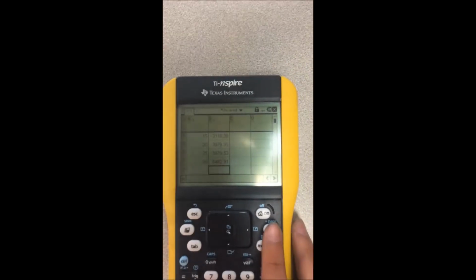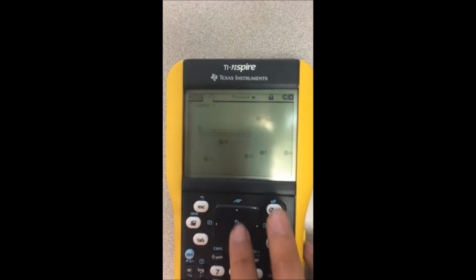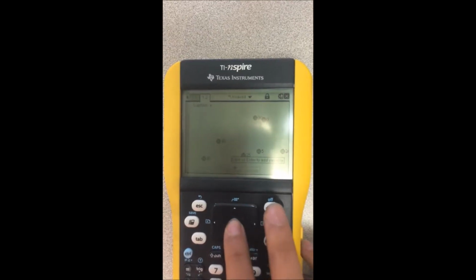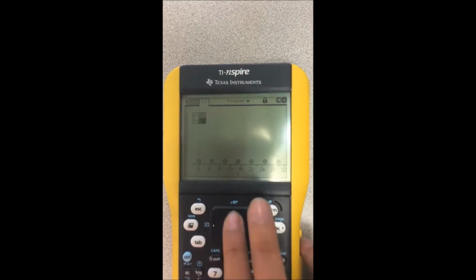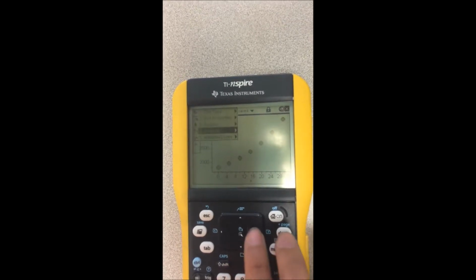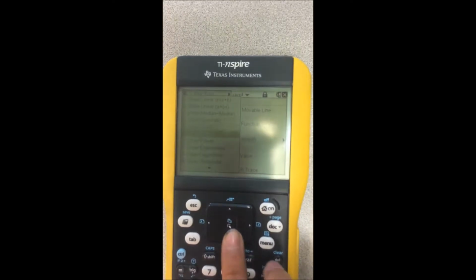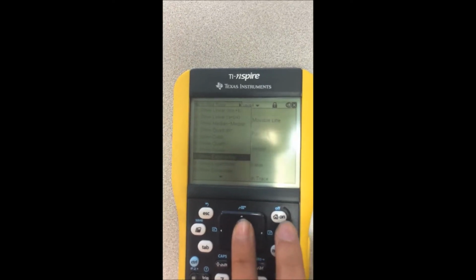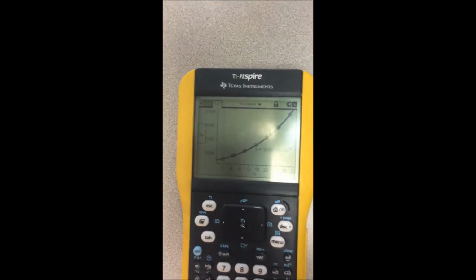Okay, and once you do that, you're going to add another page and go to data and statistics, and it's going to have all your points, and you have to put x at the bottom and y on the side for your graph. And after that, you're going to go to menu, analyze, regression, and you're going to use the exponential one because that's what the equation states, and that gives you the equation. And once you have the equation, you're going to work it out.